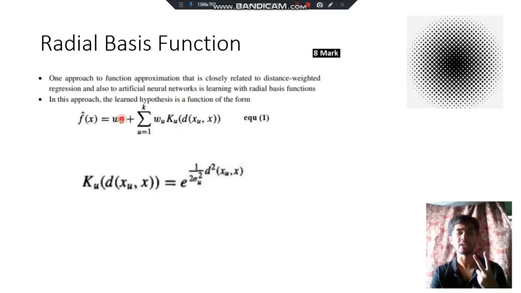Remember K_u. f(x) is w0 plus summation of w_u K_u(d(x_u, x)). And what is K_u? K_u(d(x_u, x)) is e power minus 1 by 2 sigma_u square into d(x_u, x) whole square. Okay, this is what the radial basis function is about.